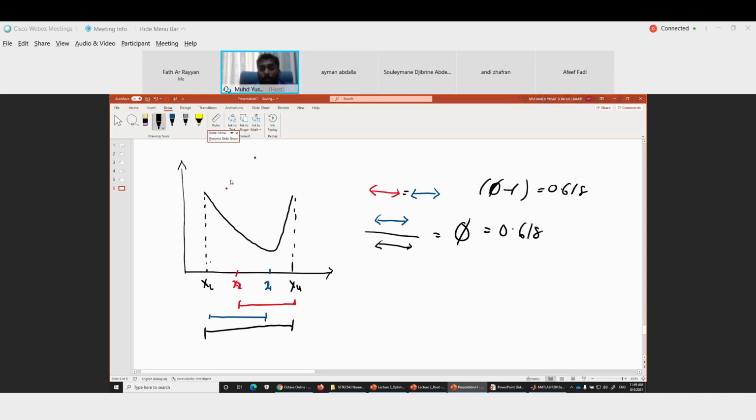Okay, so from here, this one is going to be x1 minus xl, whereas the bottom part here is going to be xu minus xl, and then equals this ratio here. And then if you try to rearrange, that's how you get x1 equals xl plus the square root of 5 minus 1 over 2, times xu minus xl.